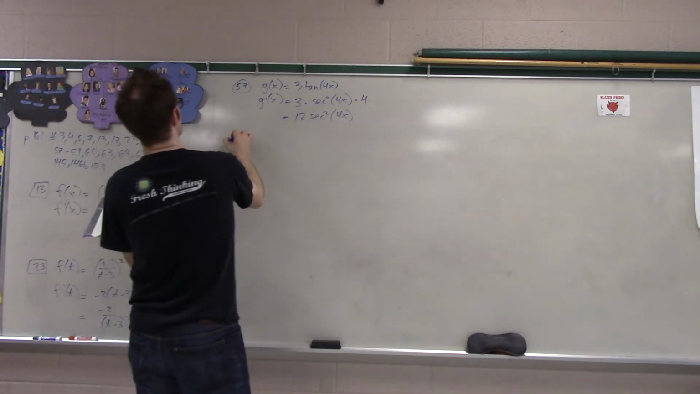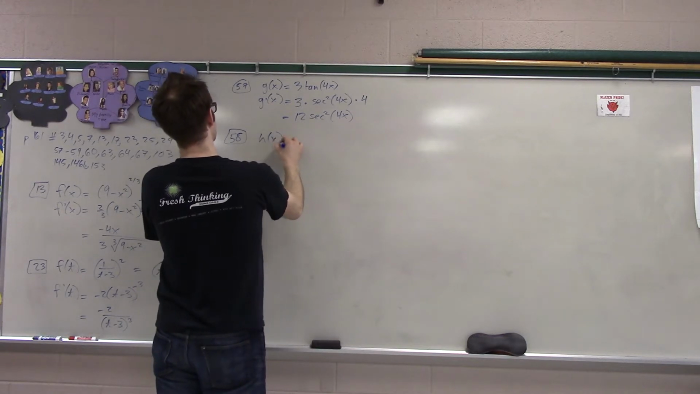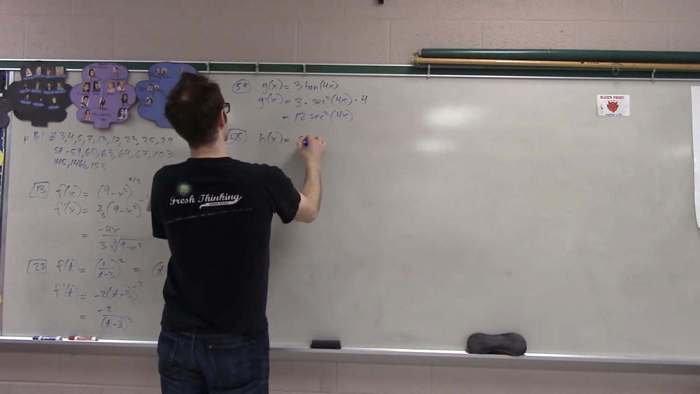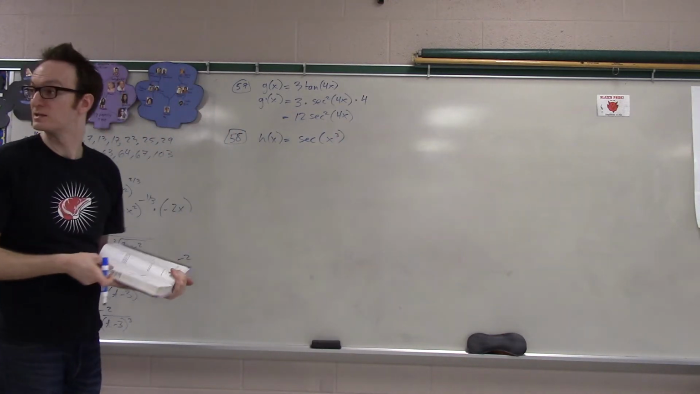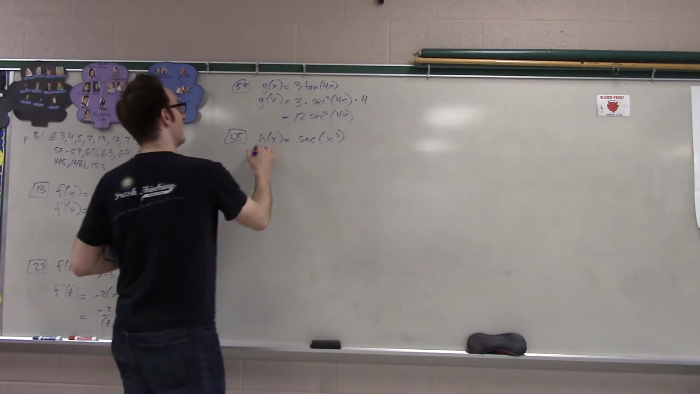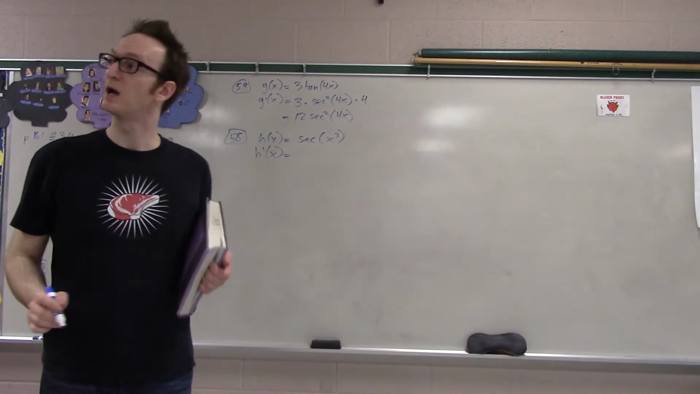58. Let's do that because it's an even. 58 gave you a function h of x, which is secant of x cubed. Okay, let's do it. For this, we need to have memorized by now, or at least, hey.